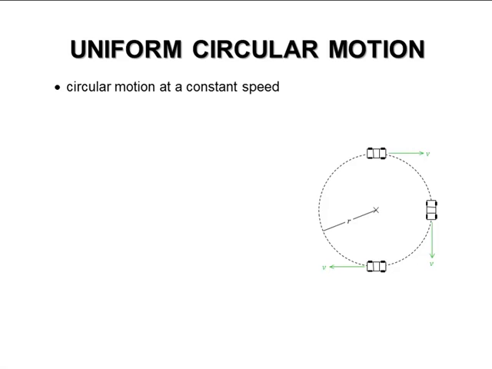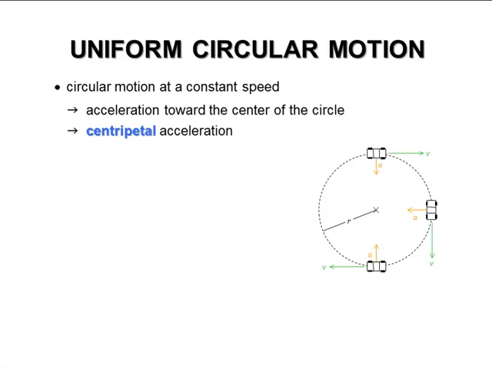path that's being followed. If this car is turning, though, we know that it's going to be accelerating in the direction of the turn, perpendicular to the velocity. So that means it's going to be accelerating toward the center of the circle. So whenever you're traveling at a constant speed along a circular path, you're always accelerating toward the center of the circle, and that's known as centripetal acceleration. So centripetal is an adjective which means toward the center.